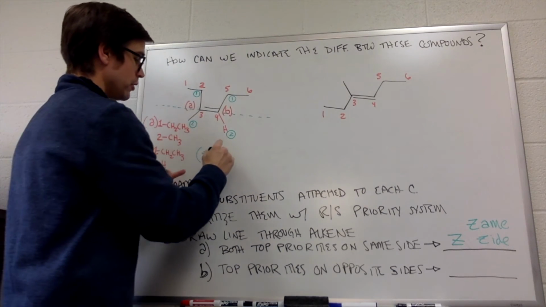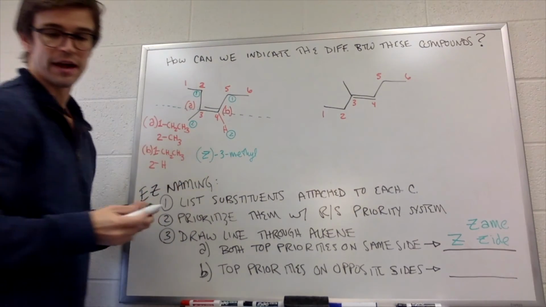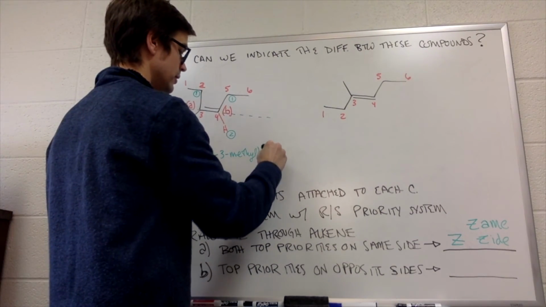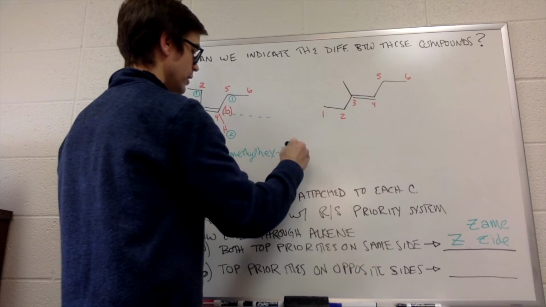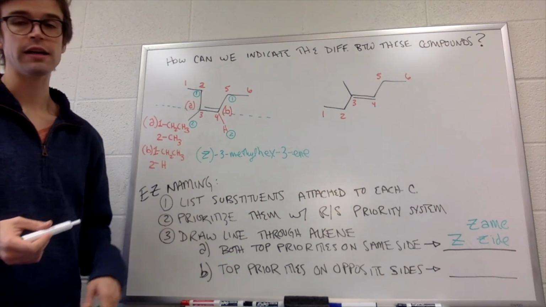And then we have the 3-methyl. And then it's hex, because it's 6 carbons long, 3-ene. So Z-3-methylhex-3-ene.